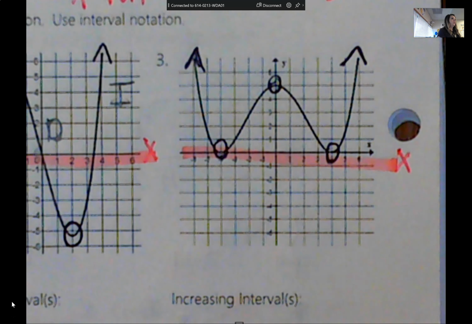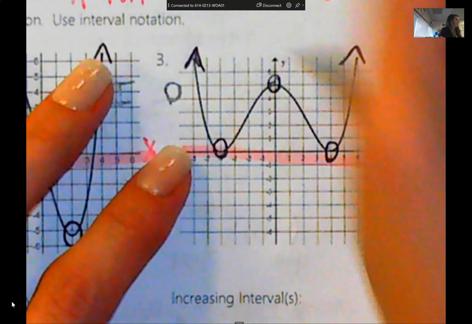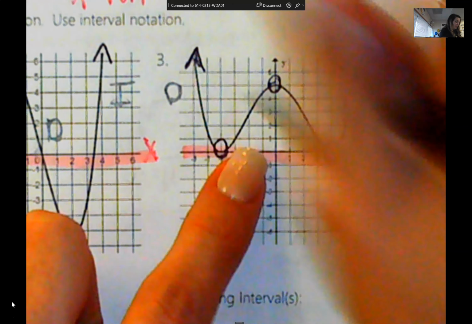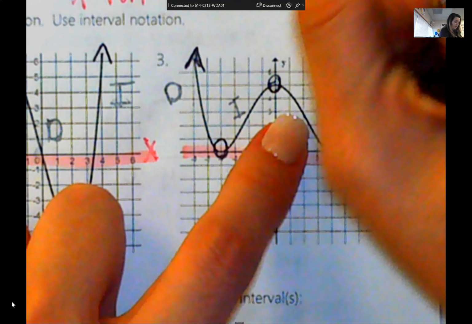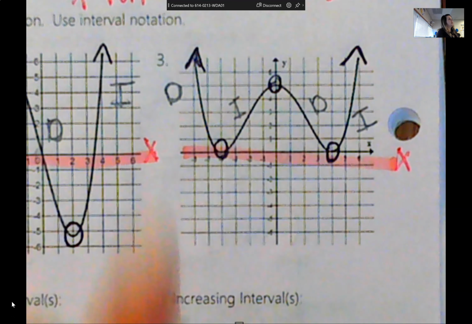Okay, show me. Just kidding. Distracted teacher. Sorry, guys. This one's decreasing. This one is increasing, decreasing, increasing. Did you guys do okay?